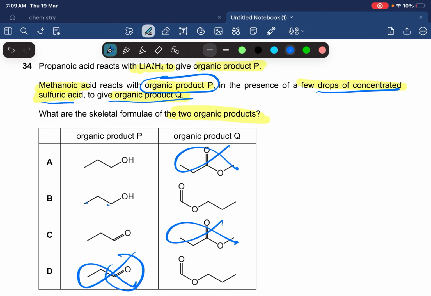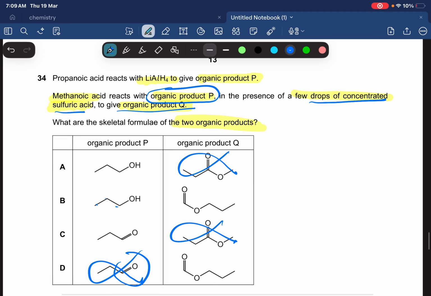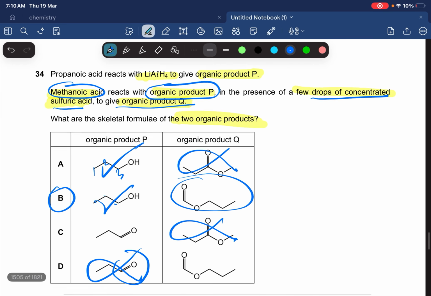Okay, propanoic acid reacts with LiAlH4. So propanoic acid has to be reduced, and when an acid is reduced, it forms an alcohol. So it's going to form propanol, 1, 2, 3. And propanol is going to react with methanoic acid to form methyl propanoate. This is methyl propanoate. So option B. Simple.